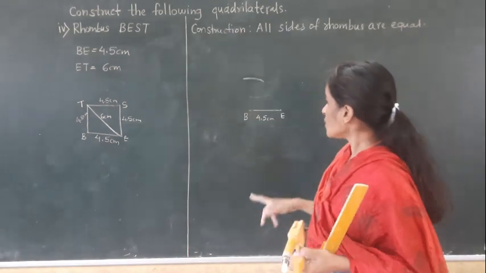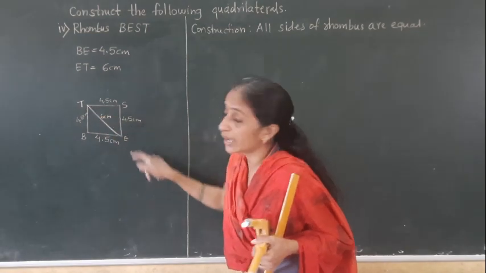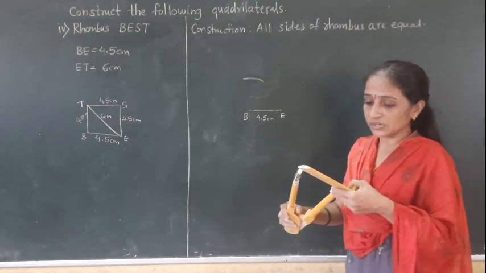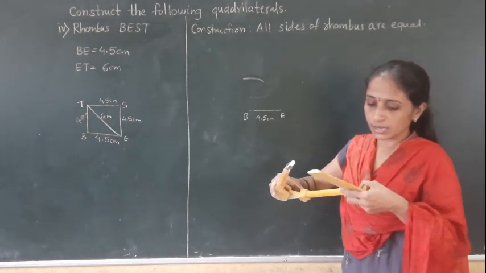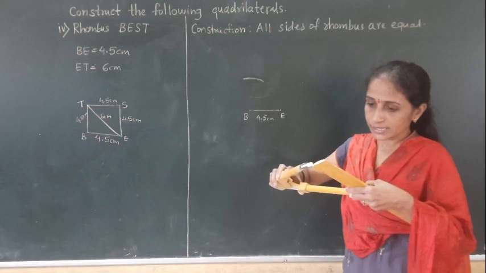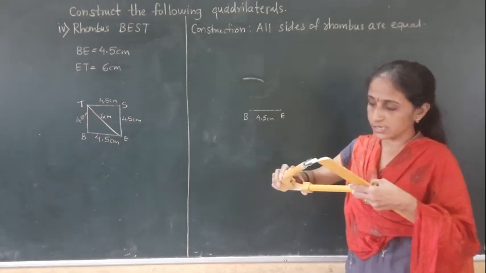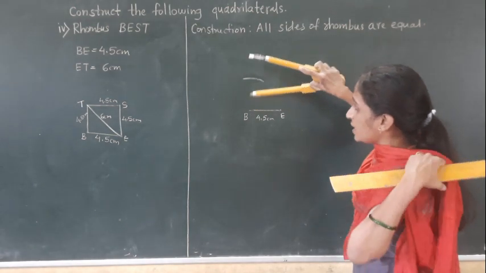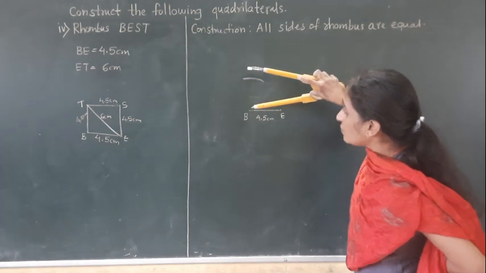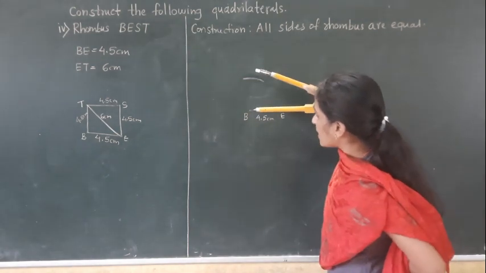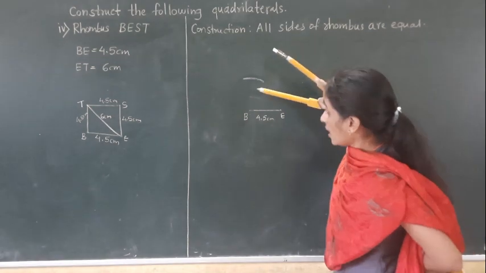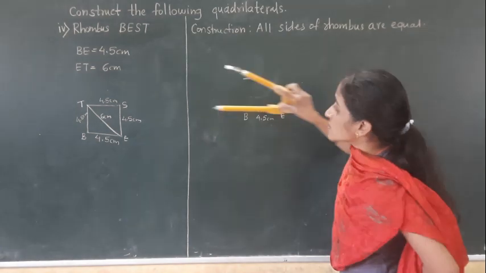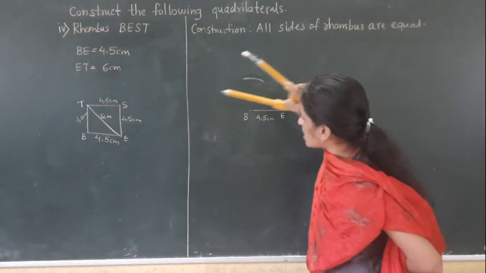Now ET, we can draw it or not? ET is given as 6 cm. So next step, take 6 cm radius in your compass. So E as the center. See, BE we have drawn, but for BT we took 4.5 cm radius and drew this arc. Now ET, E will come somewhere here. So for ET, how much is it given? 6 cm. So let's see.